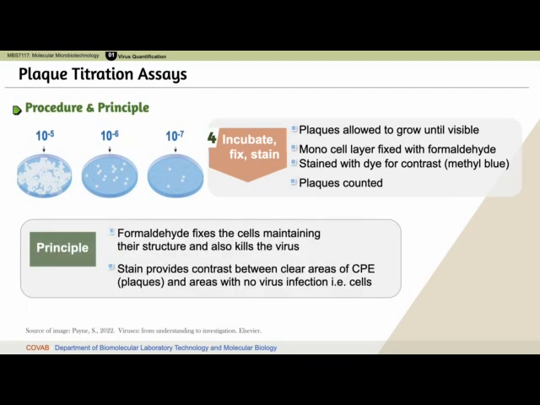The formaldehyde, which we use, fixes the cells, maintaining the structure so that they do not wash off the plates, and it also kills the virus, making the whole assay less infectious. Then the stain provides a contrast where we can differentiate areas of CPE, these are the plaques, from areas where there is no virus infection. So this would be actually taking up the dye.